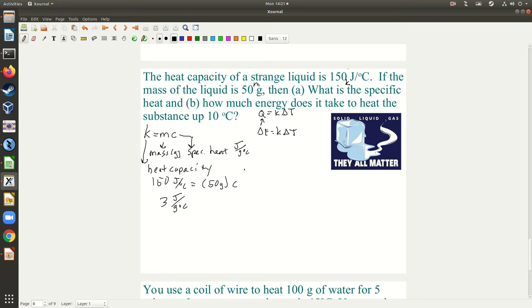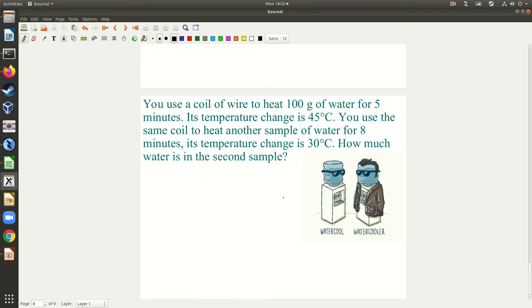Anywho, I want to know energy because it's what I want to know. Well, we're going to find out. I take my 150 joules per degree Celsius, and then I multiply that by my 10 degrees Celsius. Notice your degrees Celsius cancels, and you get 1,500 joules of energy. So it takes 1,500 joules of energy to heat the substance up 10 degrees Celsius, or it would take the removal of 1,500 joules of energy to drop the temperature of the substance 10 degrees Celsius.